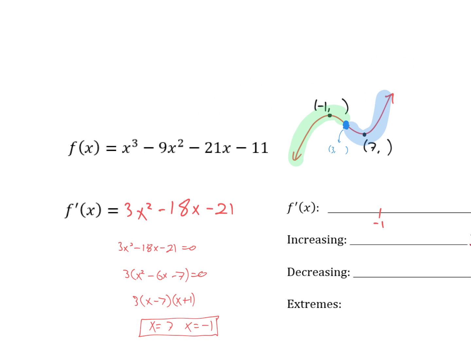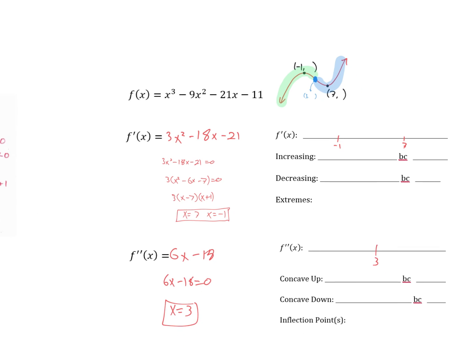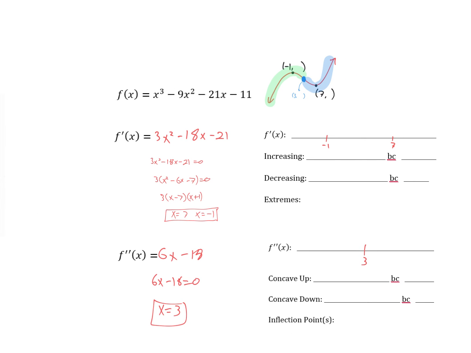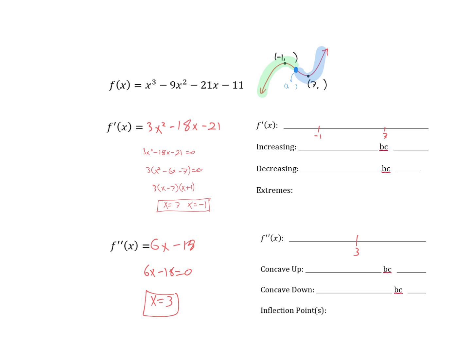Now to get the y values for these extremes, or this inflection point, I'm going to have to plug in negative 1 for x and see what I get. I'd plug in 3 for x and see what I get. I'd plug in 7 for x and see what I'd get. So that's going to show up here when I put up the answers. If you don't want it to be spoiled, feel free to pause the video here so you can check your work with the answers that are going up there.